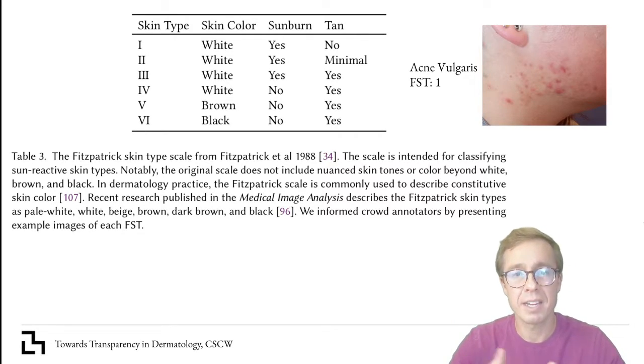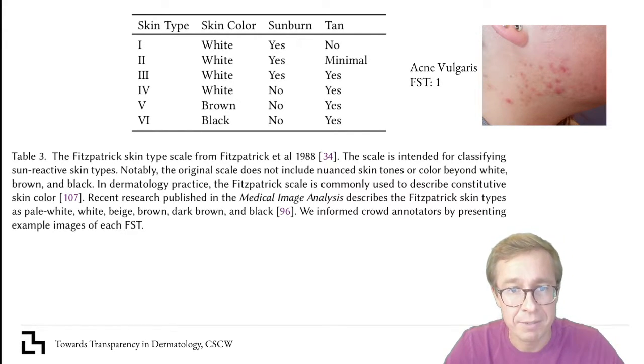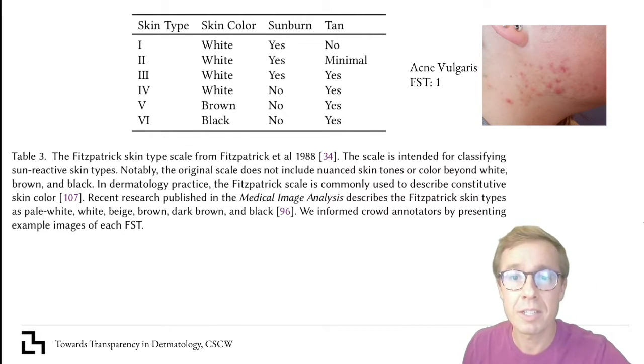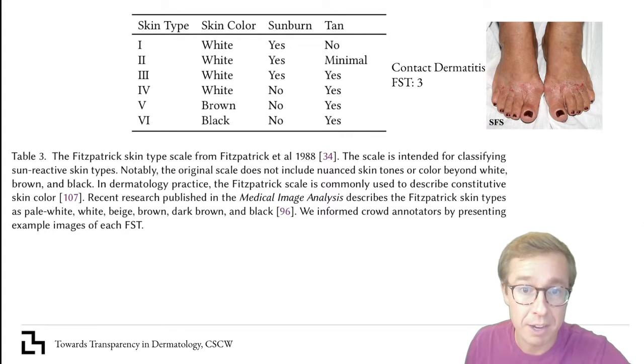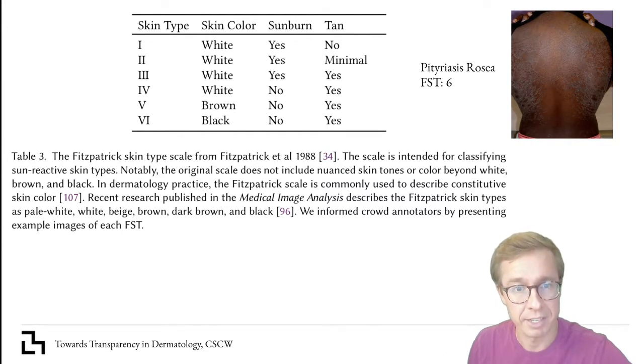Now, to give you a sense of what these look like, here's one example of acne vulgaris, labeled as Fitzpatrick skin type 1 by crowd labelers. And here's an example of contact dermatitis, labeled as 3. And here's an example of pityriasis rosea, labeled as Fitzpatrick skin type 6.